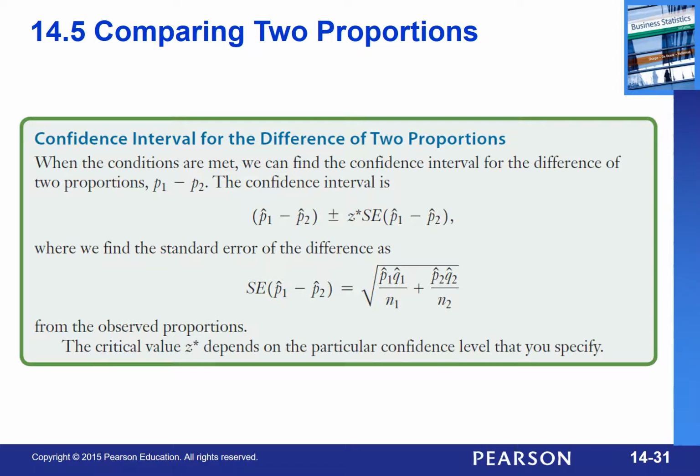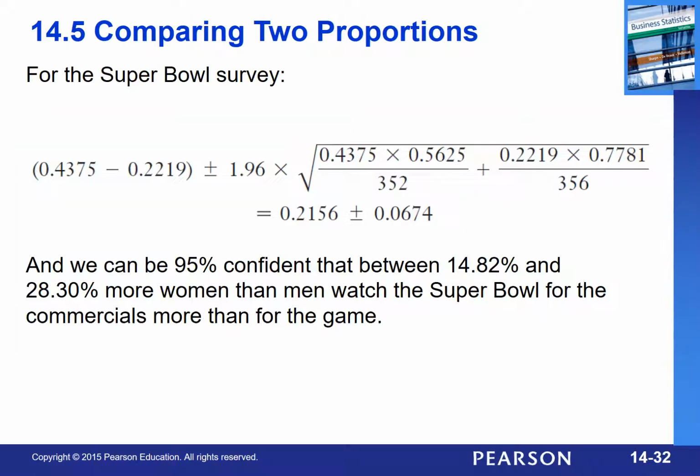So here's a summary of those 2 together, and in particular you can estimate the difference between your 2 proportions. Minitab will do this as well. I'm going to take my men and women Super Bowl survey, put in their information, and come up with the fact that this is always positive, isn't it?